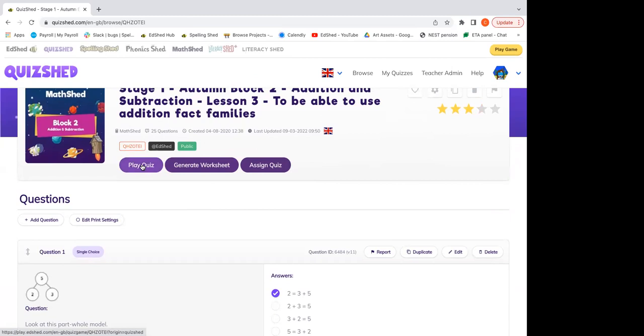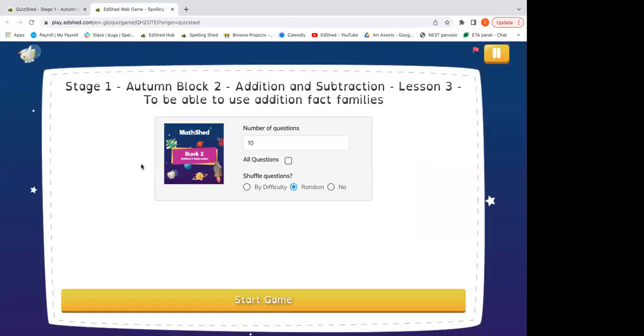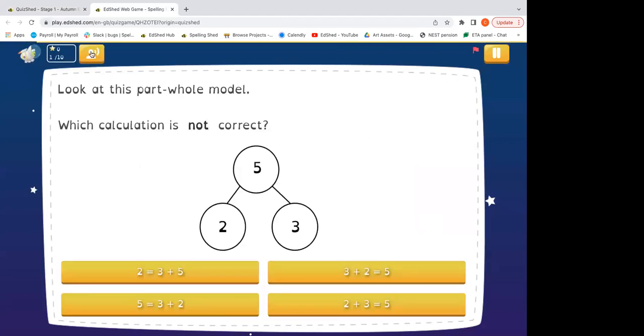If you don't have the devices for children to play on, you can also assign them to children so that they can play the quiz through their MathShed login. And I'll just show you what that quiz will look like. So you can choose a number of questions, and you can get this to be read out, as some of your year 1 children might need that. Look at this part whole model. Which calculation is not correct? Select an answer below. 2 equals 3 plus 5, 3 plus 2.